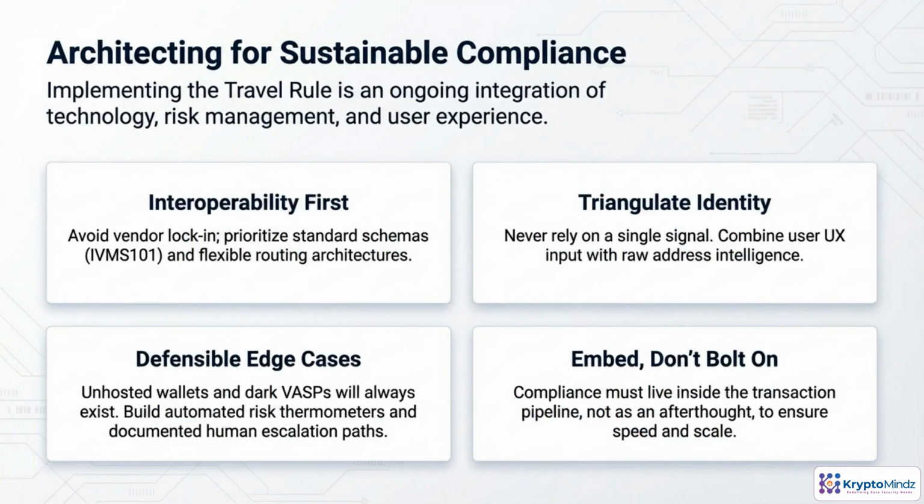To make travel rule compliance sustainable, NovaX has to think like an architect, not a firefighter. Designed for interoperability, so you can switch providers and plug into new networks without rebuilding everything. Treat identity as a composite signal, UX inputs, KYT scores, blockchain analytics, and historical behavior together. For edge cases like unhosted wallets, predefine what's acceptable, what needs review, and what you'll block. And finally, weave these controls directly into product and engineering flows, rather than layering them on later.